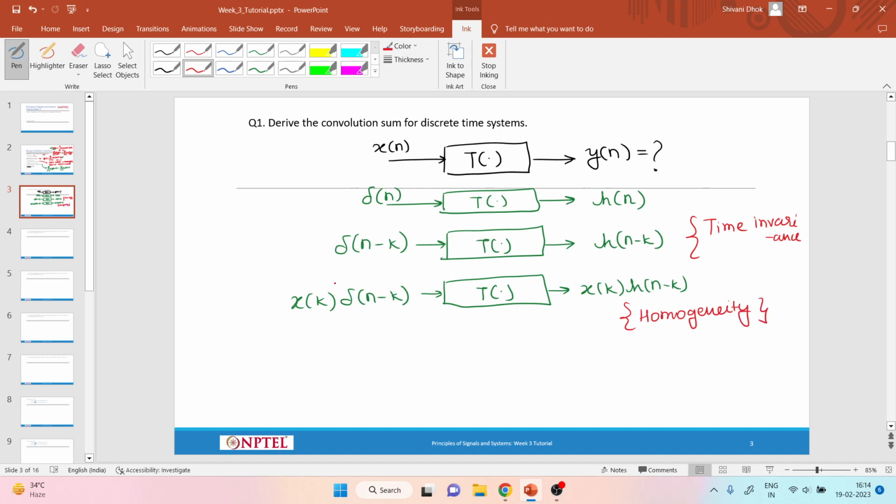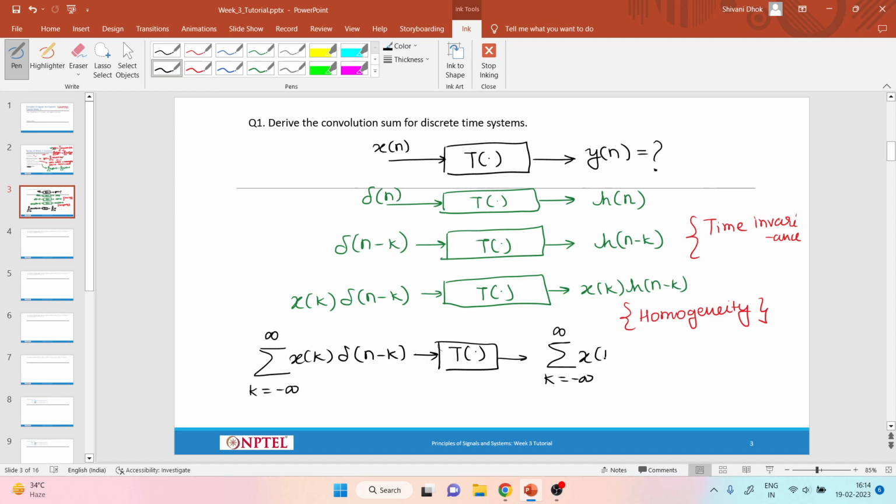So x of k is constant, so it's okay. Now let us sum it up for all possible values of k. That is, for k running from minus infinity to infinity, x of k delta of n minus k, this results in summation k running from minus infinity to infinity, x of k h of n minus k. Now if we look at this factor here, this factor is nothing but x of n.